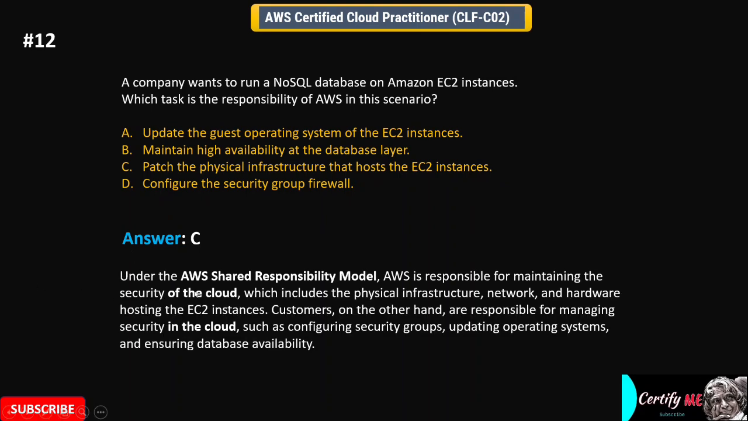Under the AWS shared responsibility model, AWS is responsible for maintaining the security of the cloud, which includes the physical infrastructure, network, and hardware hosting the EC2 instances. Customers, on the other hand, are responsible for managing security in the cloud, such as configuring security groups, updating operating systems, and ensuring database availability.